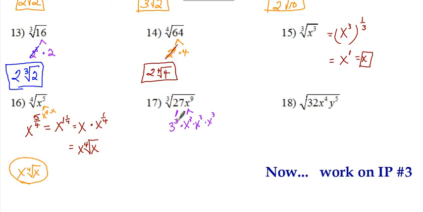So the cube root of 3 to the 3rd is 3. The cube root of x to the 3rd is x, x, and x. I'm going to clean this up and make it 3x to the 3rd. Again, if you were a fraction person, you would have gotten there a little quicker. You would have said the cube root of 27 is 3, and x to the 9th over a 3rd root, 9 divided by 3 is 3, x to the 3rd. I'll do the visual though.